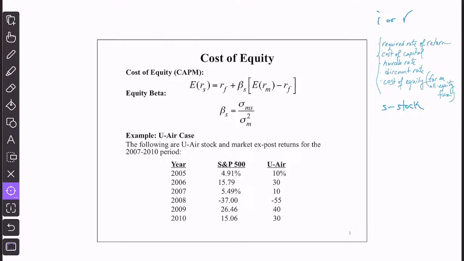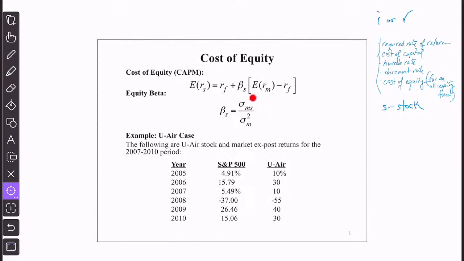But for now, we need the beta for UAir, the market risk premium and the risk-free rate. All right, so let's begin by getting the beta for UAir. So we'll call it the equity beta. And what is the beta? It's going to be this calculation. We need the covariance of market returns with UAir's returns. And I'm going to use historic returns.